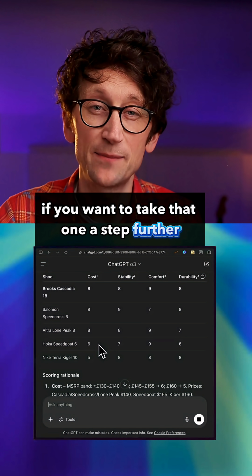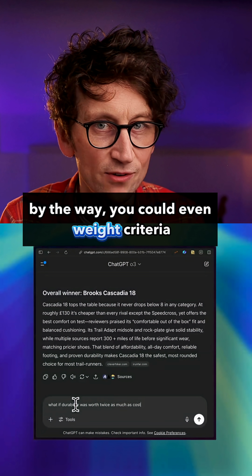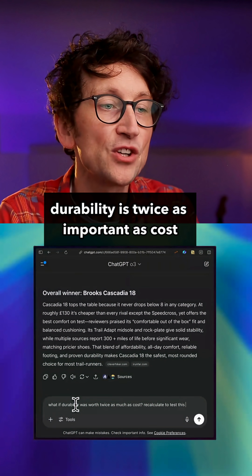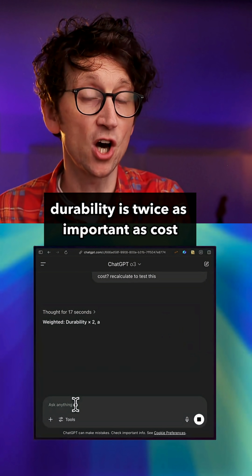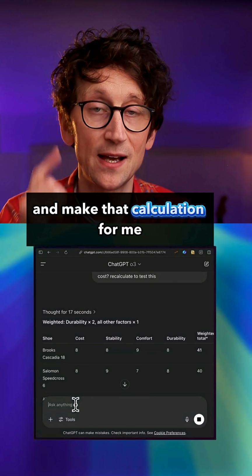If you want to take that one a step further, by the way, you could even weight criteria. So I could even say that durability is twice as important as cost, and it will take that into account and make that calculation for me.